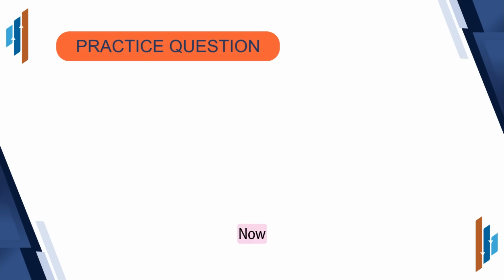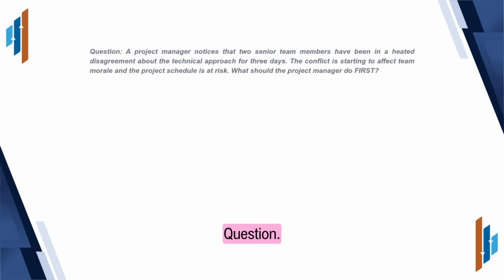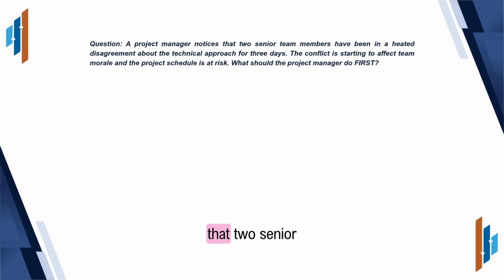Practice question. Now let's test your understanding with an exam-style question. Question: a project manager notices that 2 senior team members have been in a heated disagreement about the technical approach for 3 days. The conflict is starting to affect team morale, and the project schedule is at risk. What should the project manager do first?